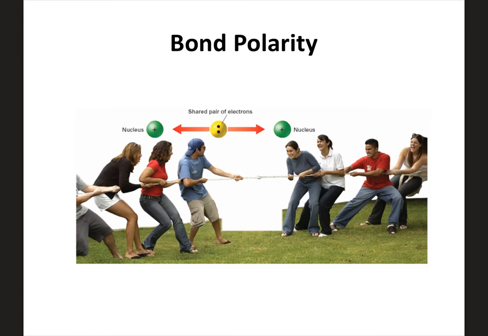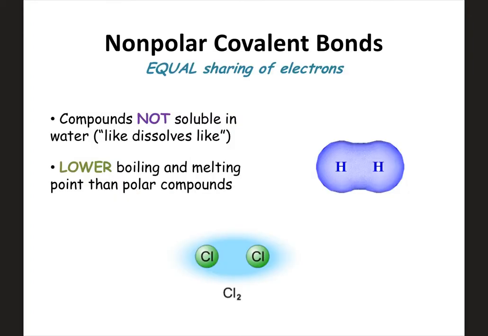So again, you just want to imagine this tug of war taking place between the nuclei of the two different atoms, with the shared pair of electrons in between, being pulled between the two atoms. And sometimes somebody wins that tug of war. If a covalent bond is considered to be nonpolar, that means there is an equal sharing of electrons. It is not polar, so therefore it is equal. Everybody shares equally.